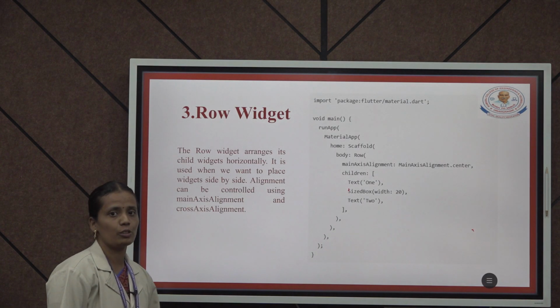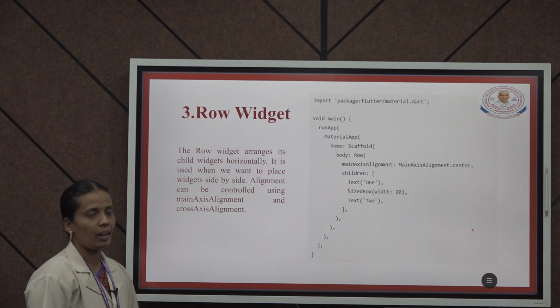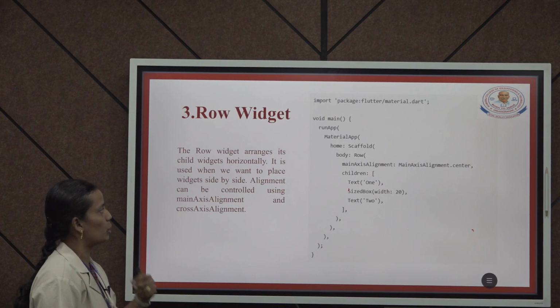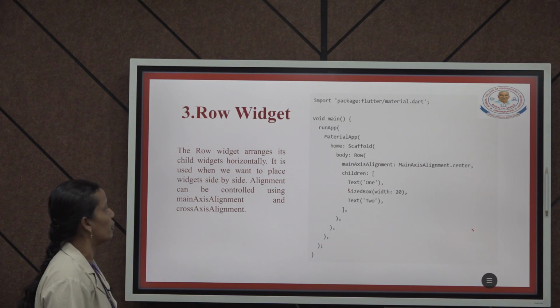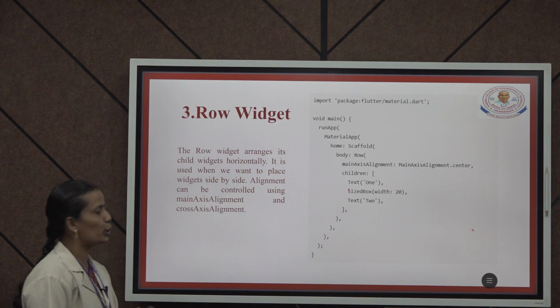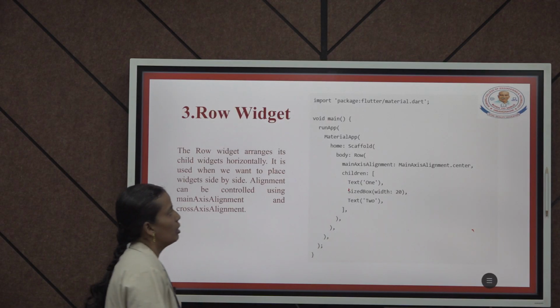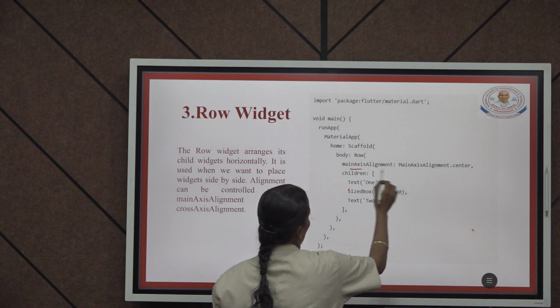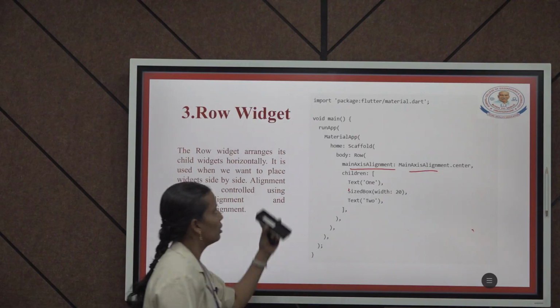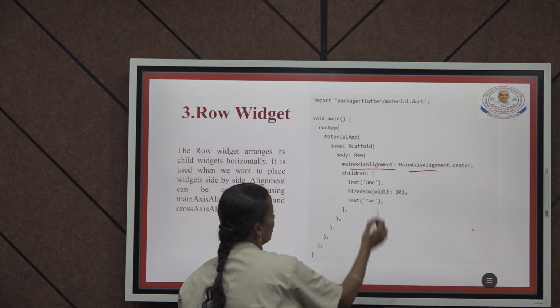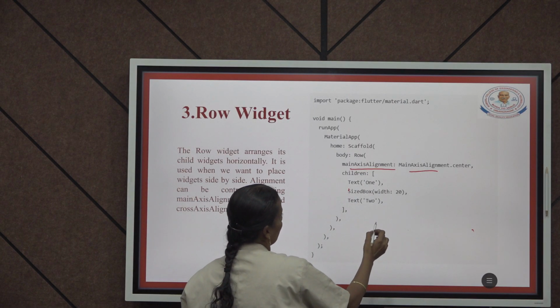The next widget is the row widget. The row widget arranges its child widgets horizontally. It is used when we want to place widgets side by side. That time we have to use the row widget. Alignment can be controlled using main axis alignment or cross axis alignment. In this example, we have used main axis alignment. Main axis alignment is used within the row widget, in the horizontal direction.